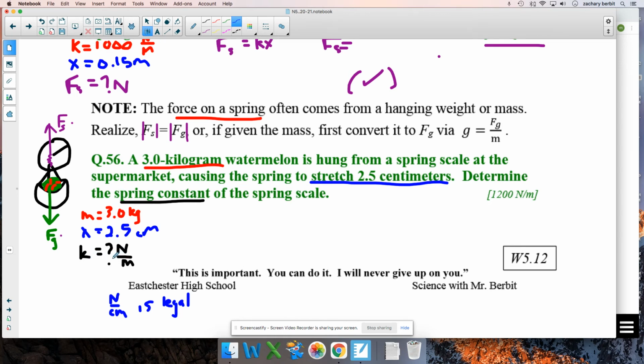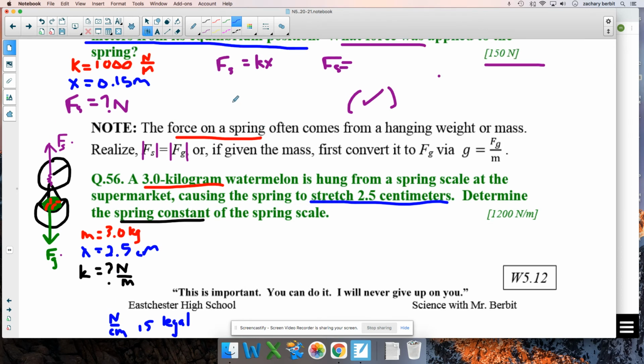Now, we need an equation that will solve for the question mark given. That equation must involve the letter K because that's what we're looking for. The only equation that we have at our disposal with K is this one. So I'm going to rearrange this equation down here. Rearrange to solve for k. K equals Fs over x.